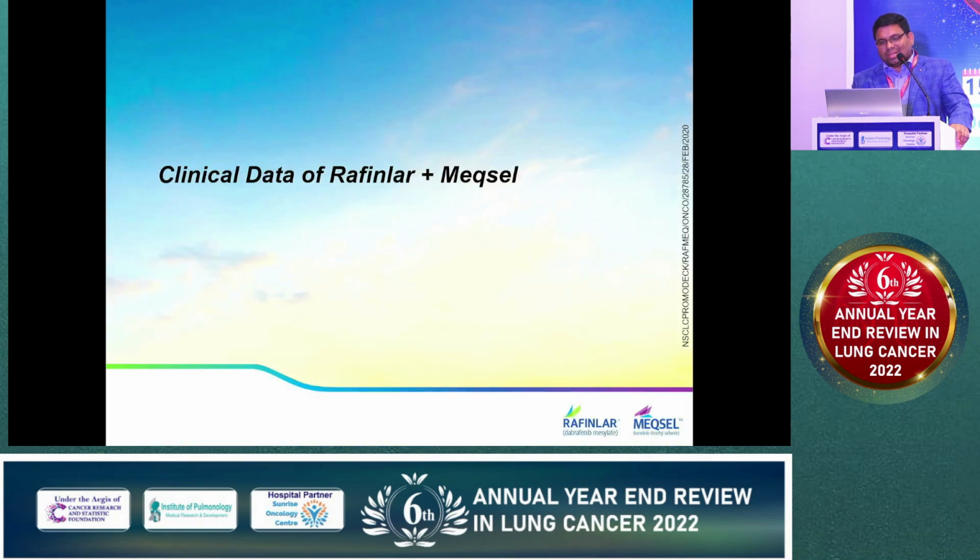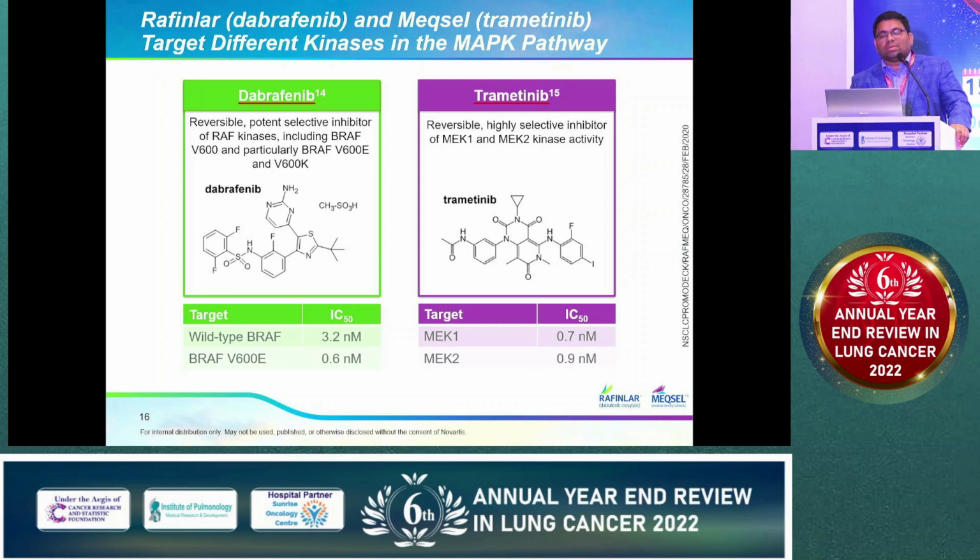It's commonly seen that most of the time it is associated with adenocarcinomas. Now we have this combination of dabrafenib, which is a RAF kinase inhibitor, and trametinib, which is a MEK1 and MEK2 inhibitor. Both are reversible inhibitors.